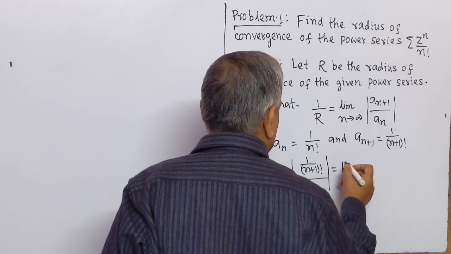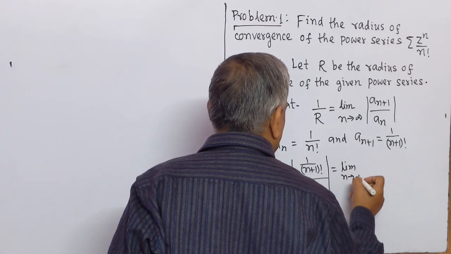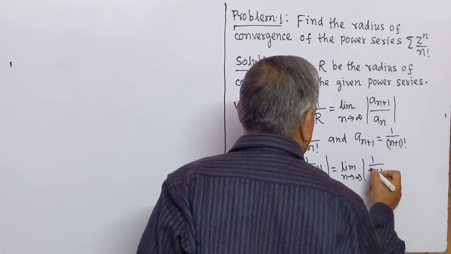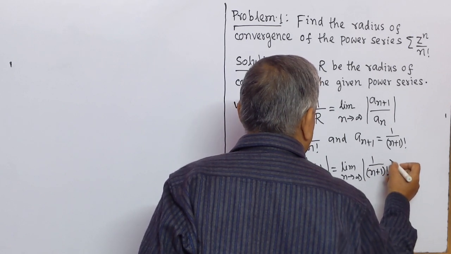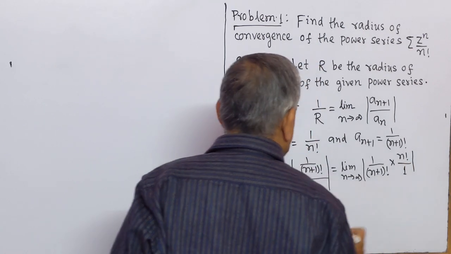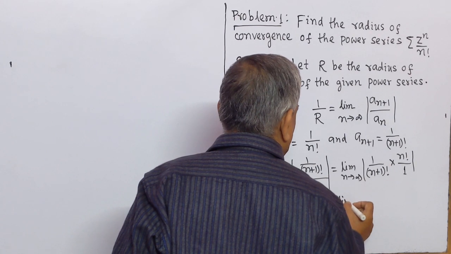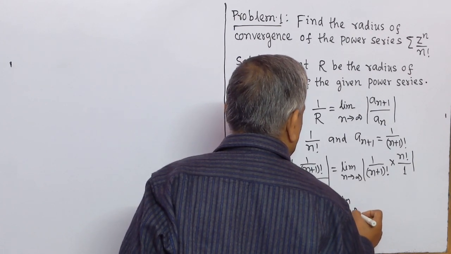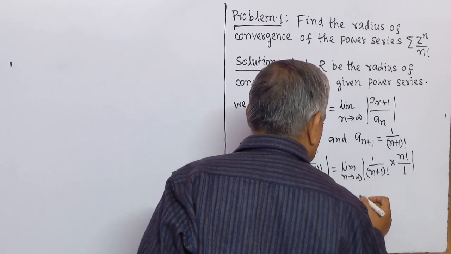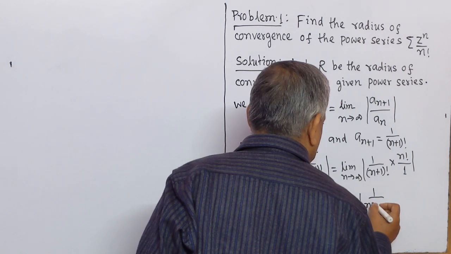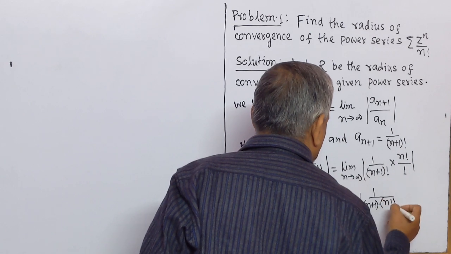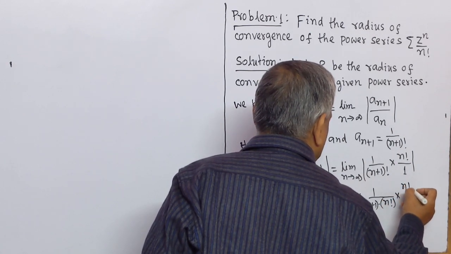This equal to limit n tends to infinity modulus of 1 by factorial n plus 1 multiply factorial n by 1. This equal to limit n tends to infinity. Here factorial n plus 1, here factorial n. We may write this 1 by n plus 1 multiply factorial n, multiply factorial n by 1.